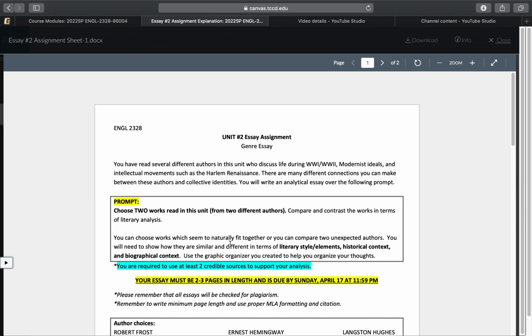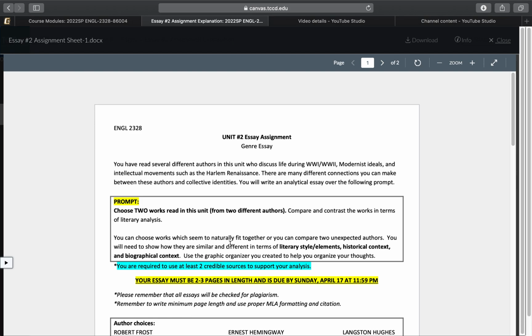So in this unit, you read a number of texts from the modernist movement, which was centered around the same time as World War I and World War II. So you've really looked at different movements, different conflicts, and things like the Harlem Renaissance as a movement. There are a lot of different connections you can make between these different movements and authors.